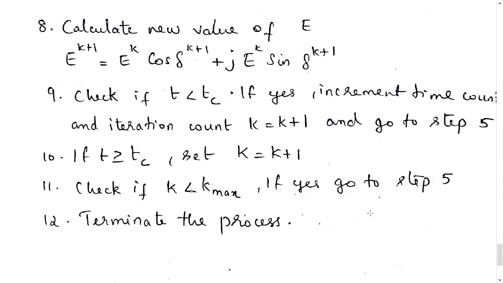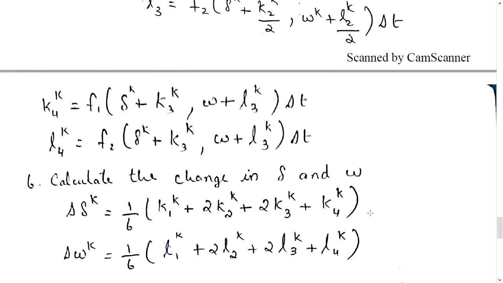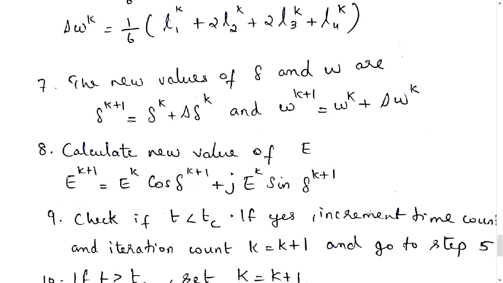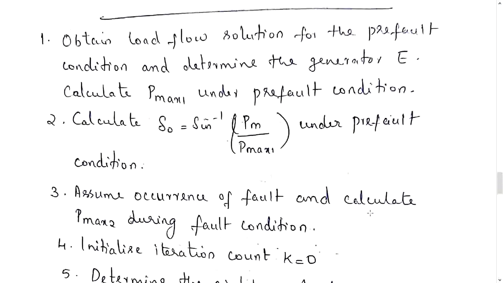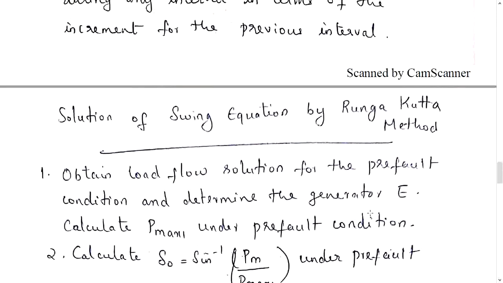That is, we have to increment the iteration count, and in the next step we have to check whether the maximum required iteration is reached. If it is reached, we can terminate the process. If it is not reached, we have to again do step 5, and we have to perform the calculations again and again. So this is how the swing equation is solved using the Runge-Kutta method.